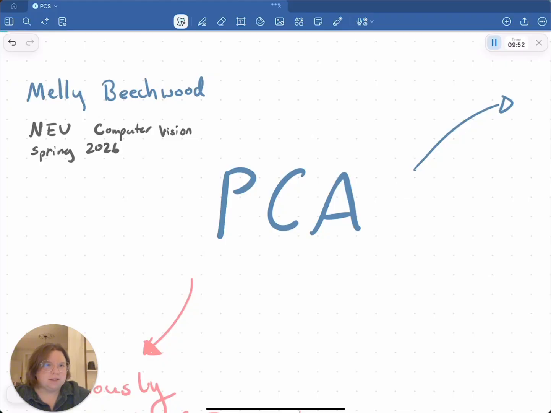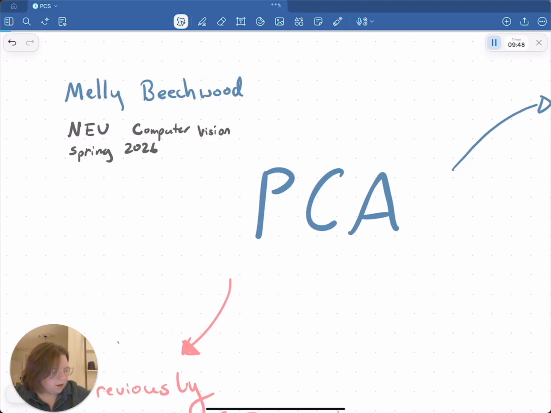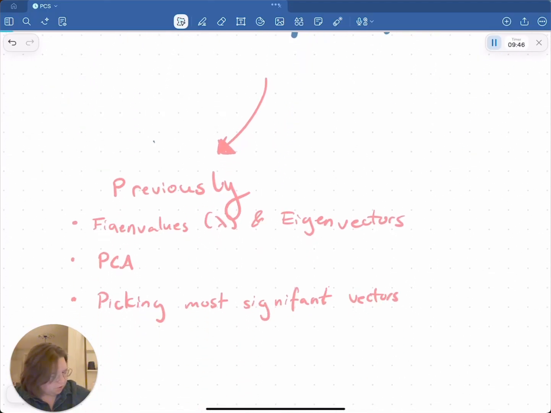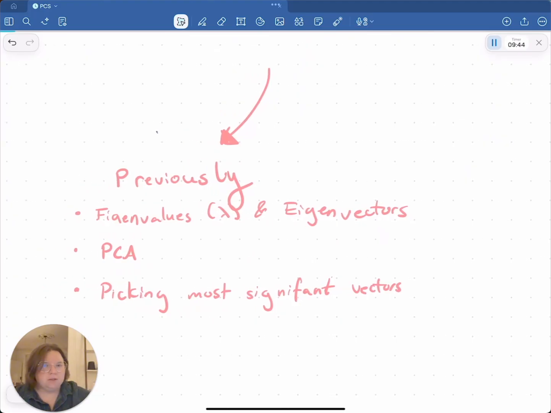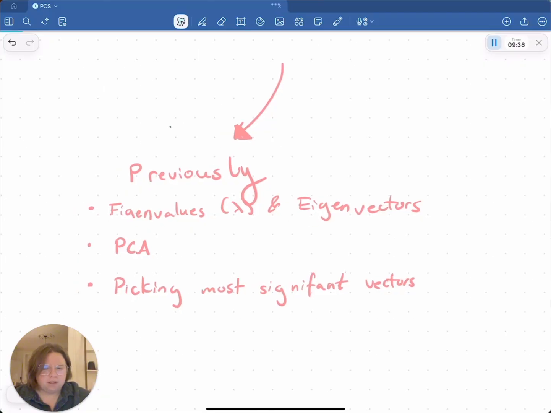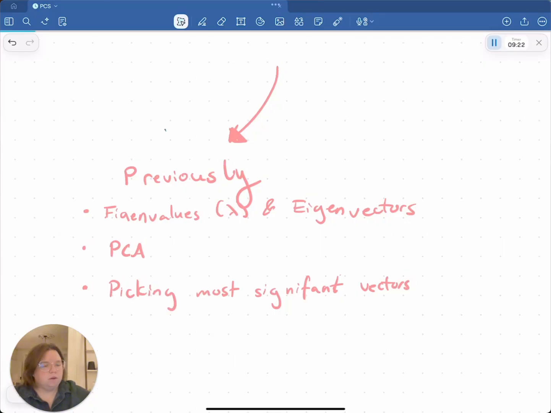Today we're going to be discussing a part of Principal Component Analysis, or PCA. In your last video, you learned about eigenvalues, shorthanded to lambda here, and eigenvectors, what makes them special and unique from other types of vectors. You would have also learned the process of PCA and why it's so important when building an eigenspace, and also about picking the most significant vectors and what that really means as you go.